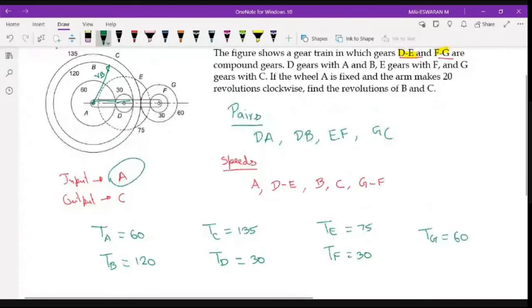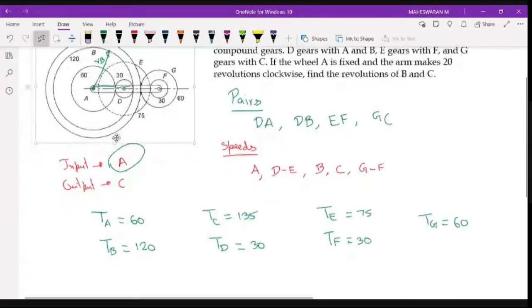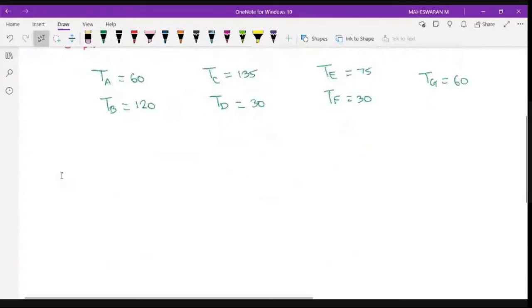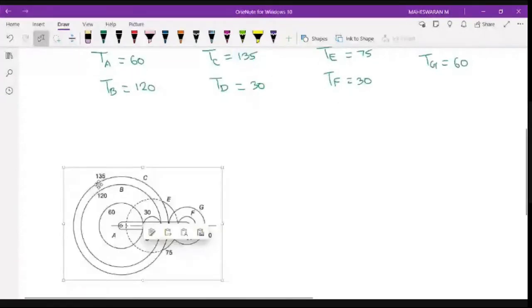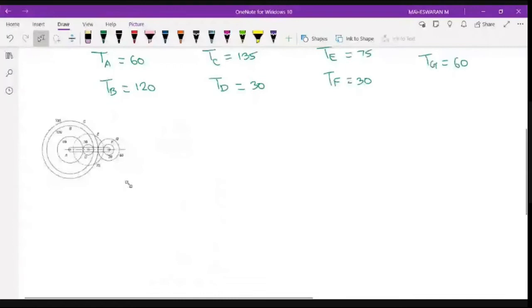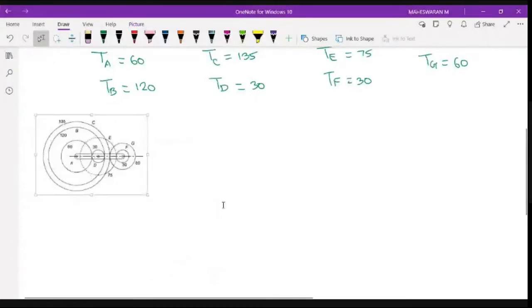Okay. I will copy this figure. I will put it down because I need this for all the calculations. Right. So I will reduce the size. Okay. Right. So we will start one by one. As we start with A, A is connected to D. Right. So relation with, yeah.